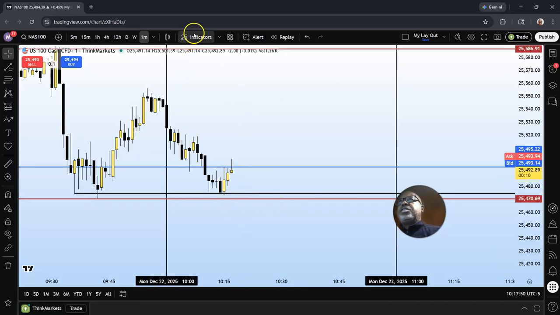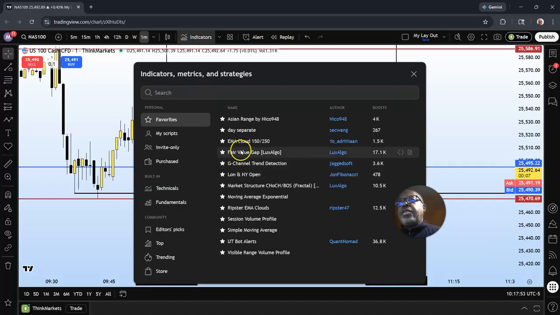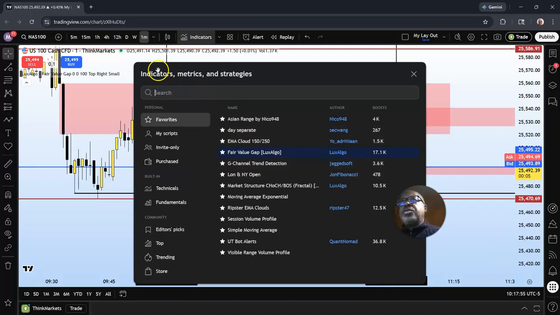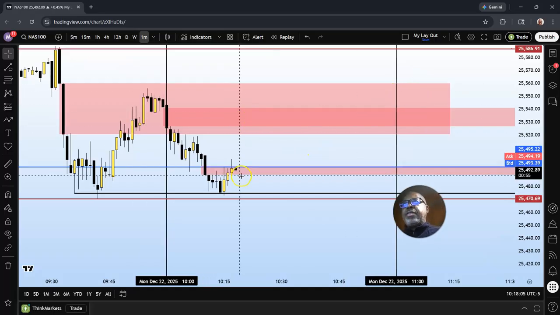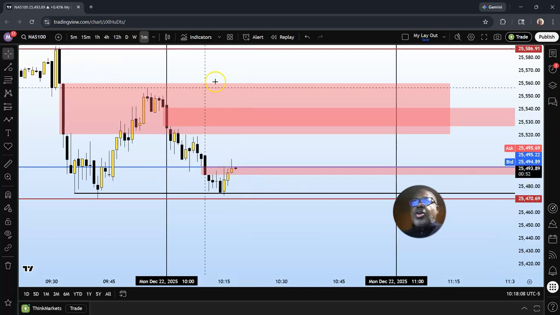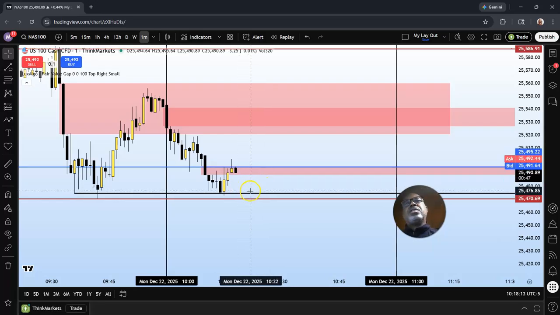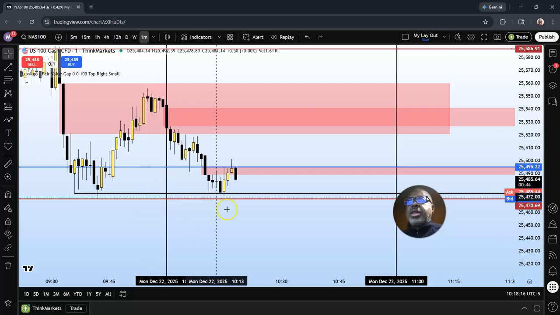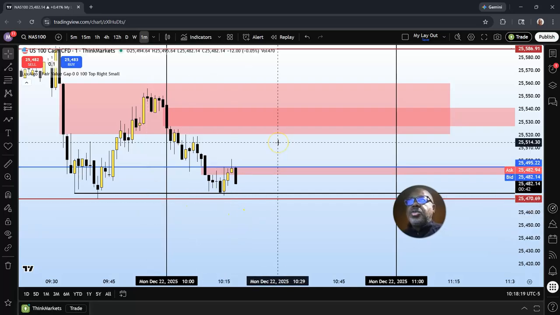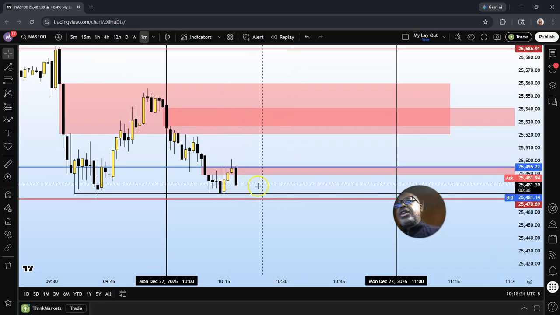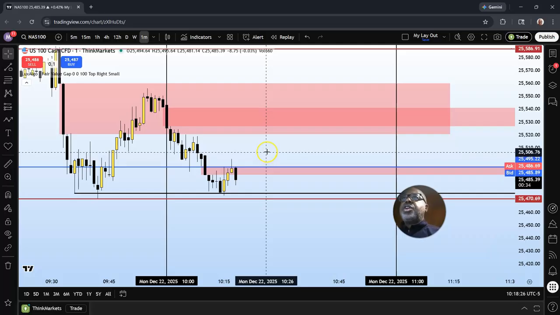And there's our indicator that tells you how to find where the fair value gaps are. So if you go to this gear right here called indicators and you type in fair value gaps by Luxago, you'll be able to plot out where the fair value gaps are, and you can take a trade off the fair value gaps. But I'm waiting for a break of the low and then back up here and it creating another fair value gap. I'm trading off the fair value gap.